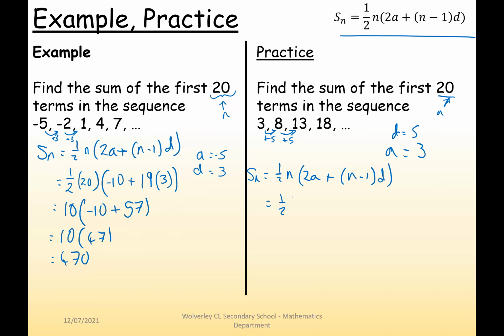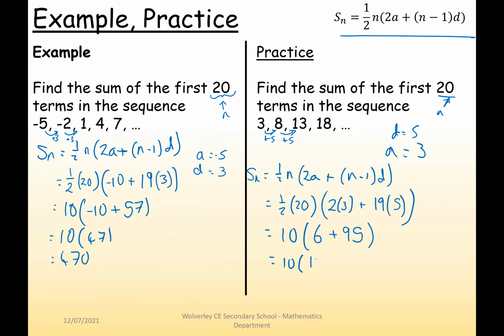Then we substitute. Half of 20 lots of (2 lots of 3 plus 19 lots of 5). Let's put that in brackets, keep it nice and consistent. Half of 20 is 10. 2 lots of 3 is 6. 19 times 5 is going to be 95. 6 plus 95 gives us 101. 10 times 101 is 1010. And there we go. All we're doing is using that formula, working out what n, a, and d are, and then substituting and evaluating.